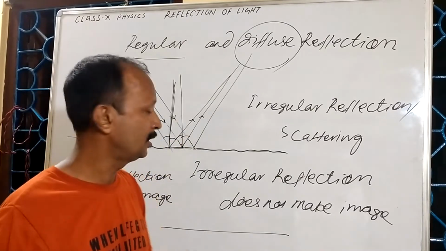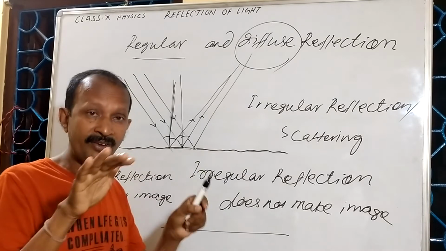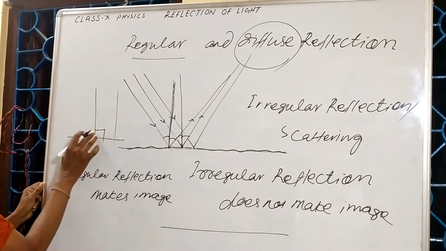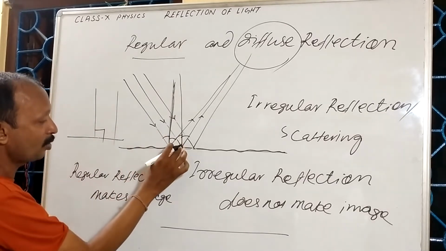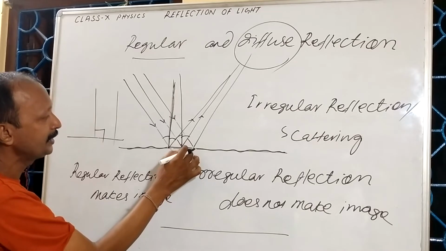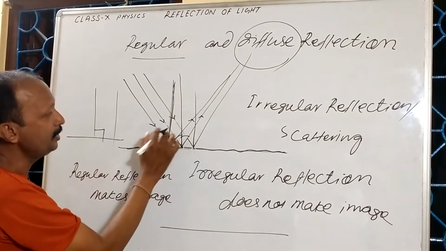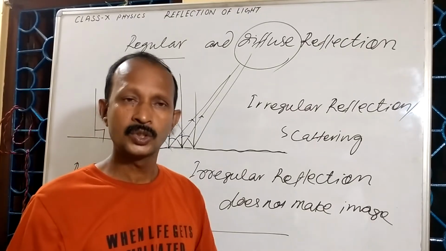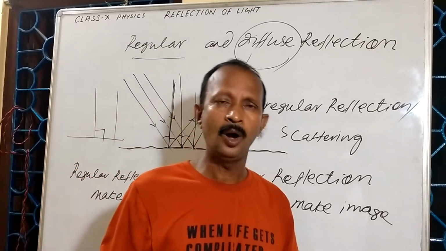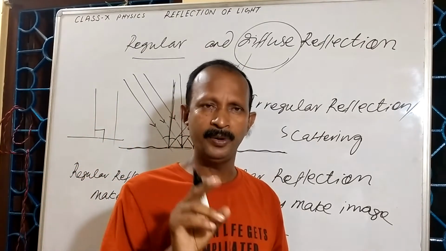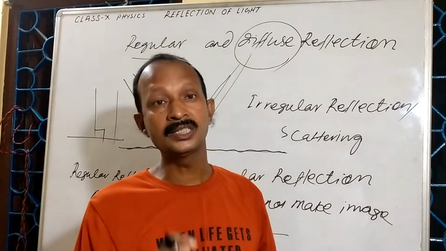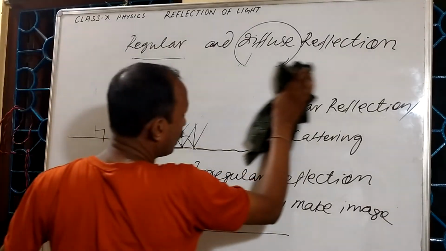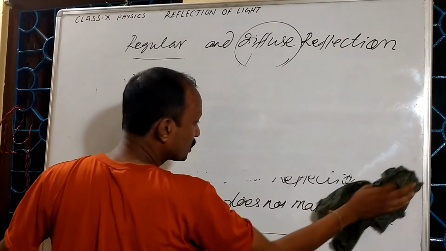It is also following the laws of reflection. But the fact is that all the points here are not facing in one direction. If they face in one direction, then if I draw the normal, all normals will be parallel. But if I draw the normal to each particular point here, all the normals will not be parallel, but it follows the laws of reflection. So whether it is a plane surface or a rough surface, everywhere the laws of reflection are applicable. Okay, so I hope that you are clear about the regular and irregular reflection or scattering.